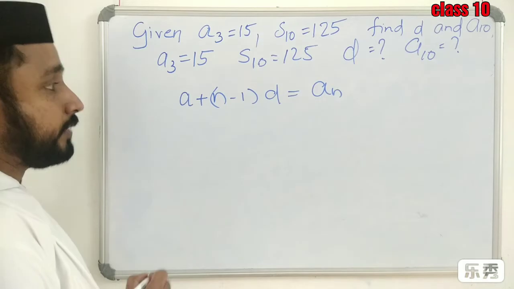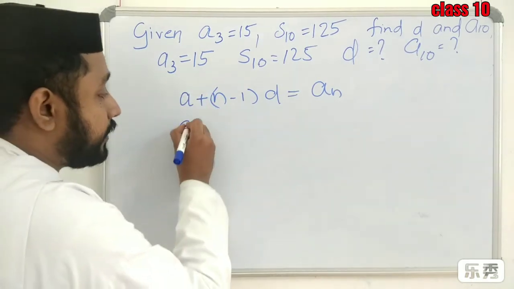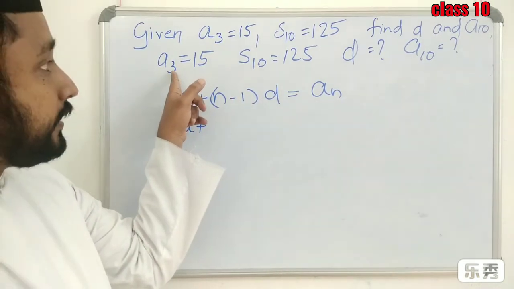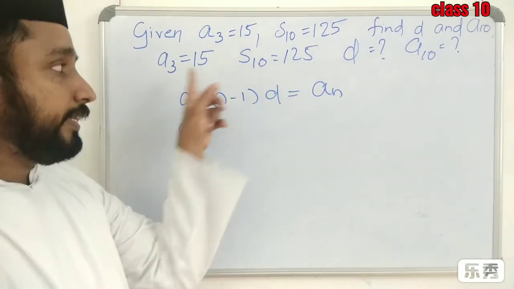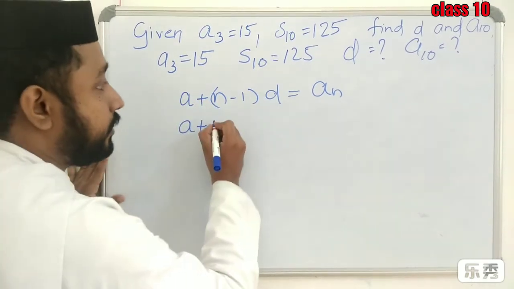A3 is equal to 15, and we don't know the value of a. Then we know A3, which means the third term is 15, so n is 3. Take n is equal to 3.